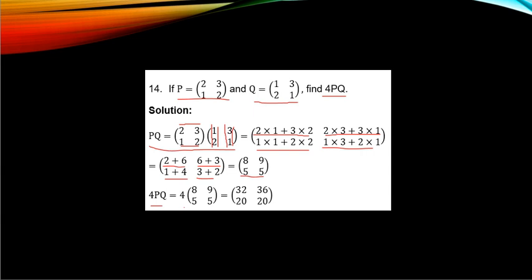You multiply PQ, the matrix, by 4. That is scalar multiplication. In lesson 3, I told us that you multiply each element by the scalar or constant outside. So you have 8 times 4, 32. 9 times 4, 36. 5 times 4, 20. 5 times 4 again, 20. So sometimes it is possible to have scalar multiplication of a matrix and general multiplication of matrices in one problem.